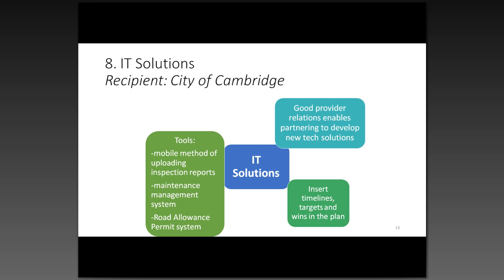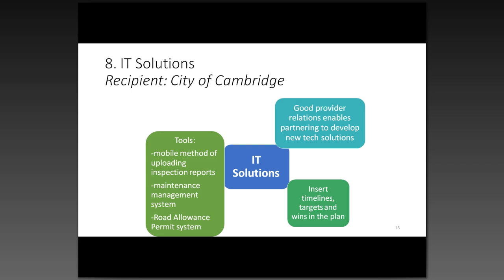And they also use a road allowance permit system that tracks activities within the right-of-way, uploads them to the city website, and automatically notifies emergency services of closures. With all those tools, it's not surprising that they note good provider relations as one of the keys to their asset management success. So they've worked with the University of Waterloo, IBM, other municipalities, and sector associations to develop their suite of tools.